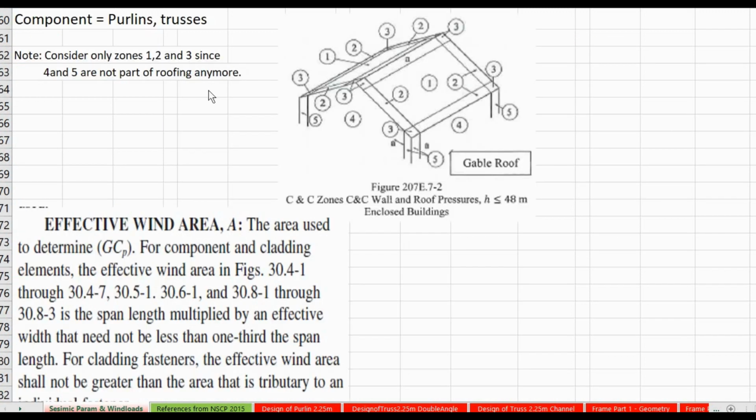For our wind loads, we will consider only zones 1. Ito po yung nasa gitna. Zone 2, yung nasa edges. So dito sa edge, sa gilid, sa top. Tsaka yung zone 2 din sa baba. And then finally, we have zone 3. Yan po yung nasa corners na.